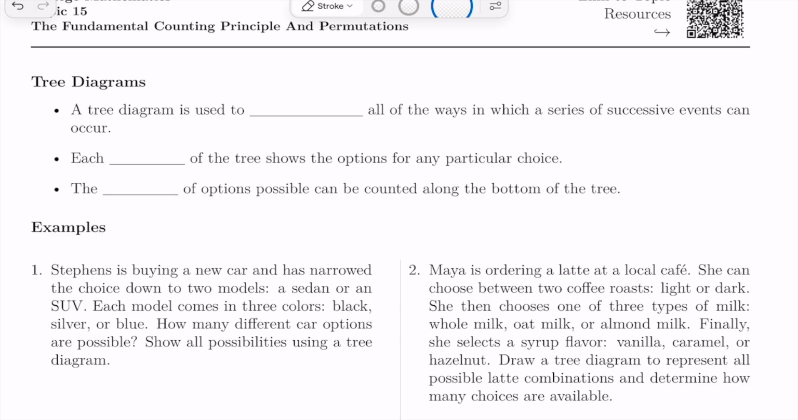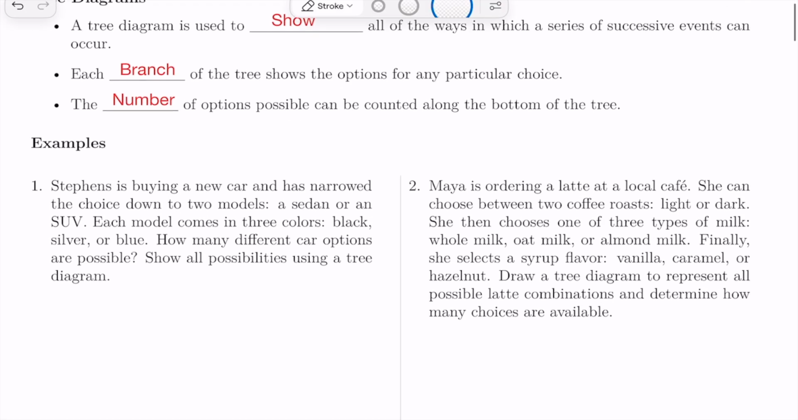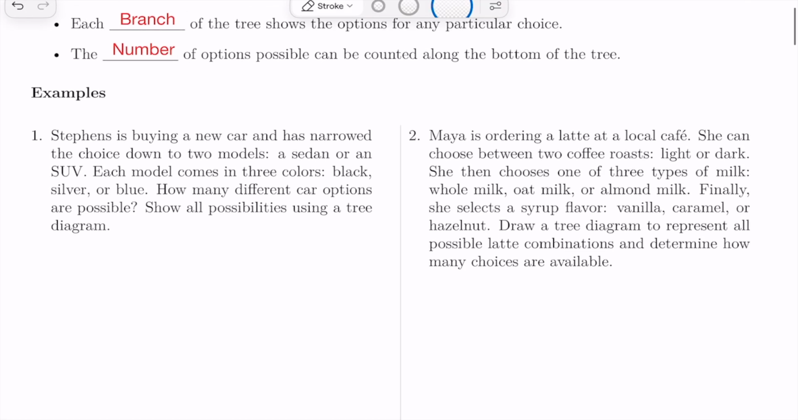So the first thing we're going to do is we're going to use a tree diagram to show all of the ways in which a series of successive events can occur. This tree diagram is a nice way to visualize this. We won't use them often. You'll see why in a minute. Each branch of the tree shows the options for any particular choice, and then the total number of options possible can be counted along the bottom or the end of the tree. So let's look at making a tree diagram.